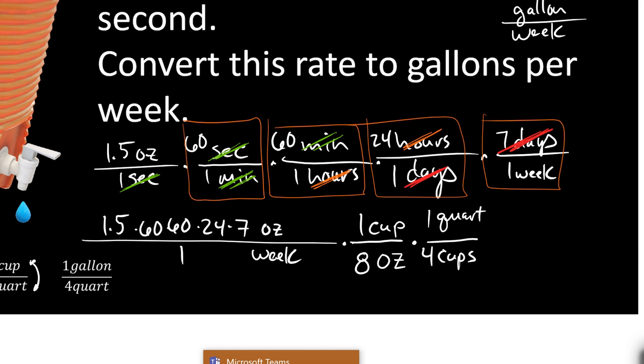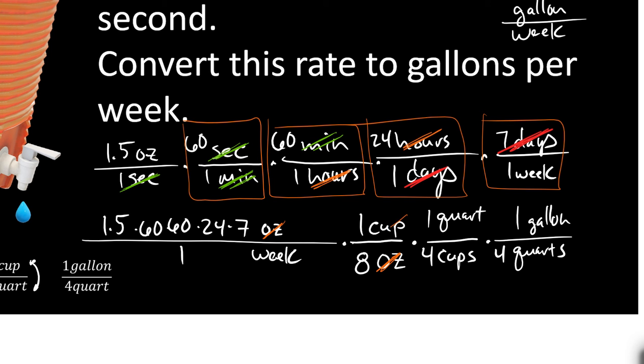And then I think the final one that I need is gallons and quarts. So this time I'm going to be placing quarts in the denominator and a gallon in the numerator. And I know that 1 gallon is equivalent to 4 quarts. As I take a look at this, I can see that my ounces will cancel, the cup will go away with the cup, and the quart goes away with the quart. And what I'm left with at this point is just gallons in my numerator and a week in my denominator. So I now am looking at gallons per week, although I don't know the number yet.